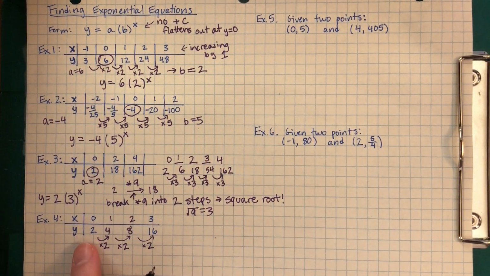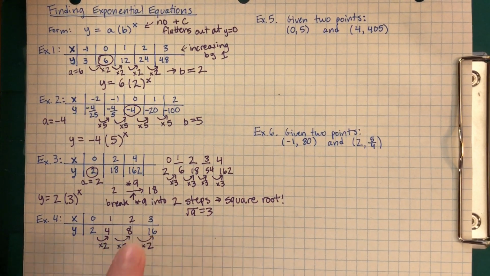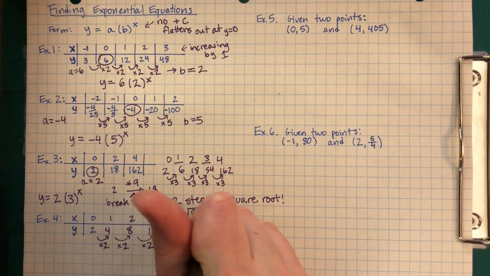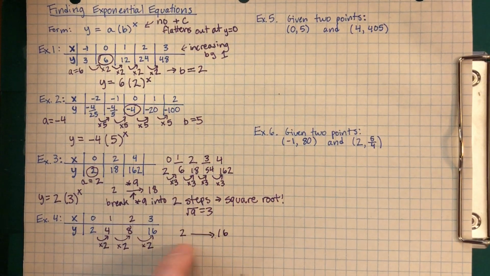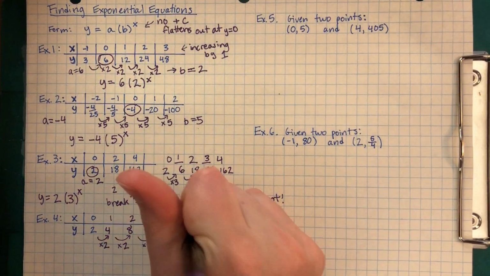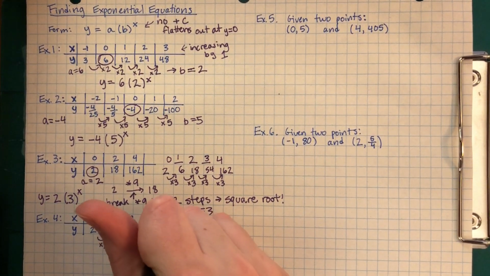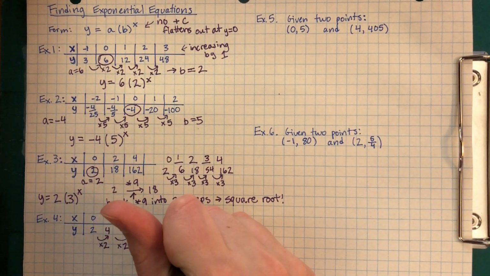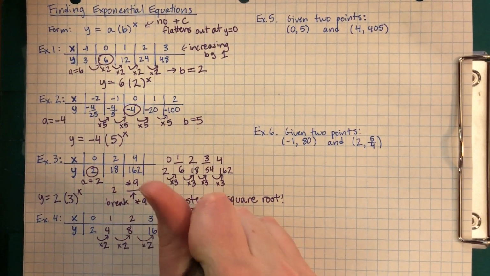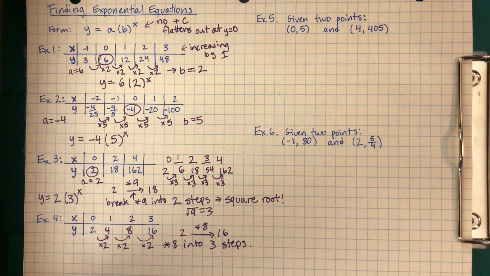So we've got 2 and 16. To get from 2 to 16, what do I need to multiply by? Well, you can divide by the 2 to figure that out. I need to multiply by 8. And I need to break multiplying by 8 into 3 steps. So I want to know, how can I multiply by 8 overall, but in 3 steps of the same number?